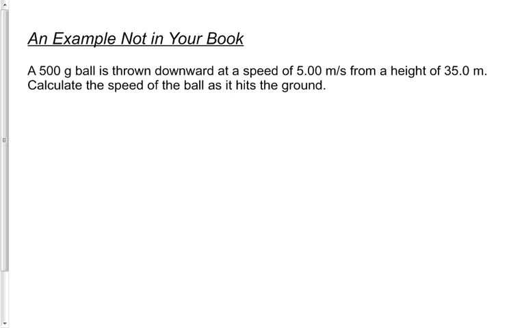Let's take a look at an example that puts this into play now. Unfortunately, it's not in your book, so you're going to have to copy this one down. When we look at this question, lots of you are probably going to say, well, wait, we don't need any new concept to answer this question. Let's just say I want to find the speed of the ball as it hits the ground. Let's just say Vf squared is equal to Vi squared plus 2ad. Is that a valid equation for this situation?